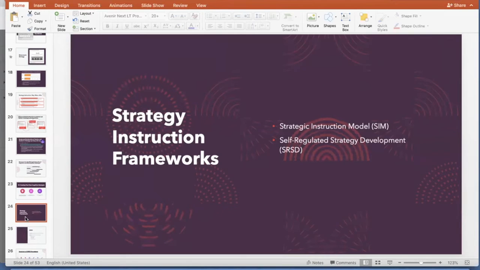So if you're working with kids that have really high support needs, you might want to check out more information about one of these strategy instruction frameworks, because they provide much more intensive strategy instruction guidance. The first one is the SIM, Strategic Instruction Model, and the second one is Self-Regulated Strategy Development.